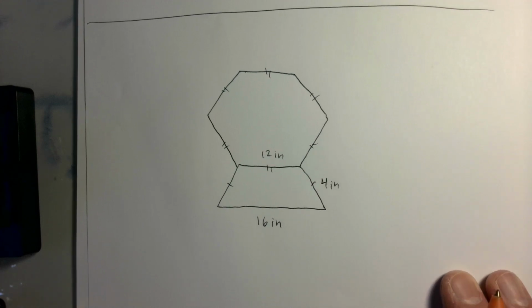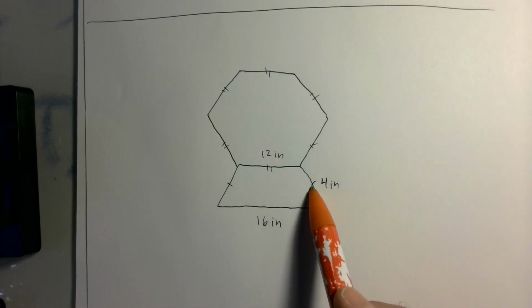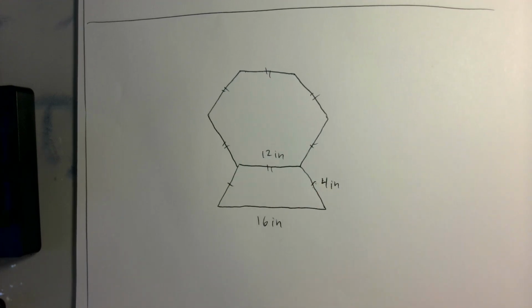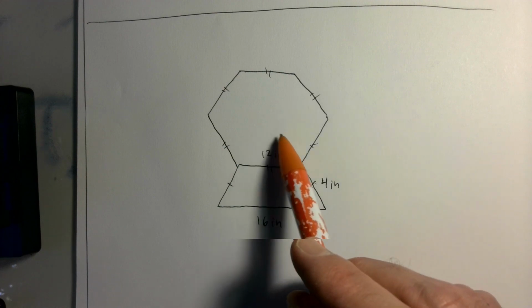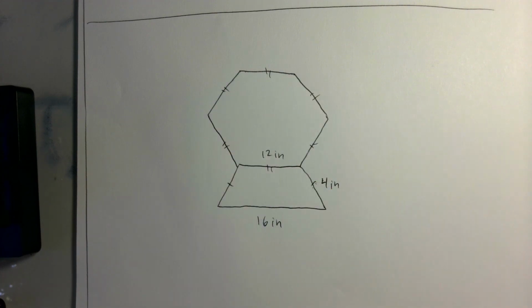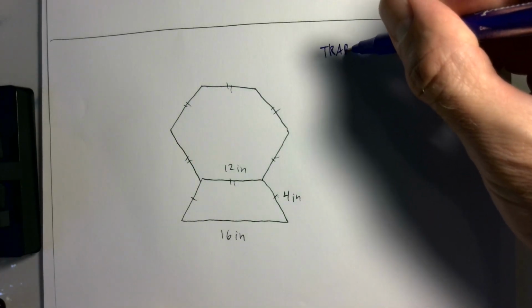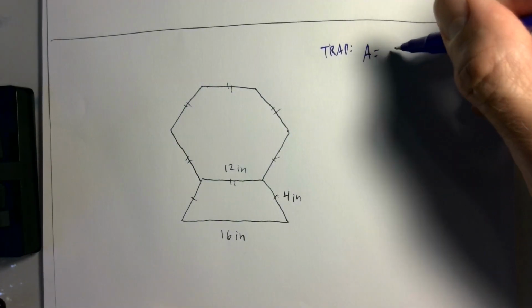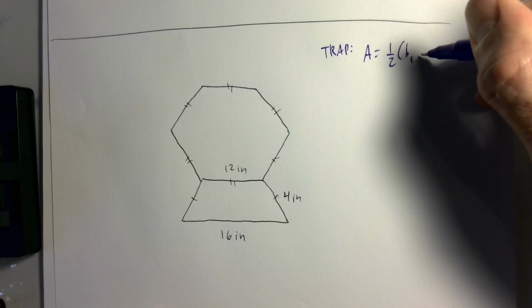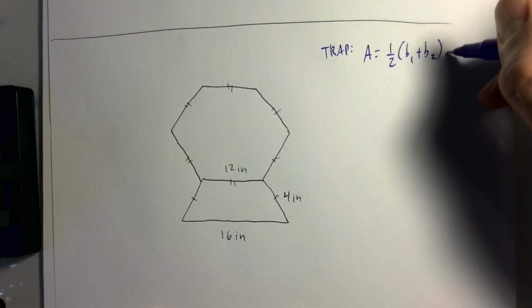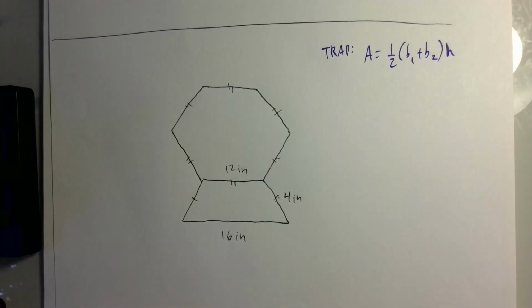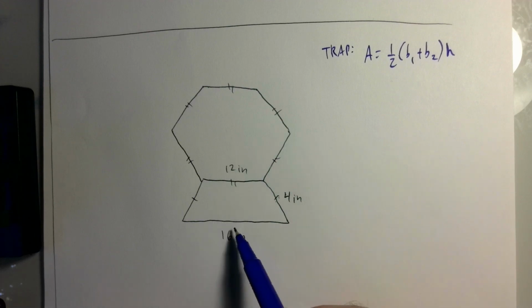I've got this trapezoid. It's isosceles because the legs are congruent. And it's attached to a regular hexagon. So first let's write the area formula for, say, the trapezoid. So A equals half of base 1 plus base 2 times height. So I need the bases, okay, I've got those, and I need the height. I do not have that.